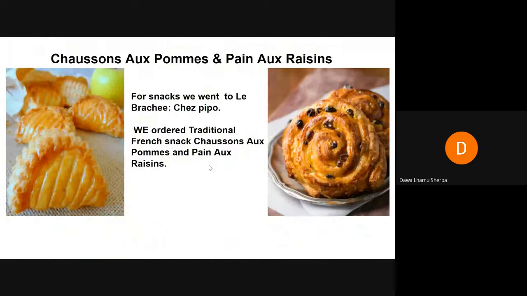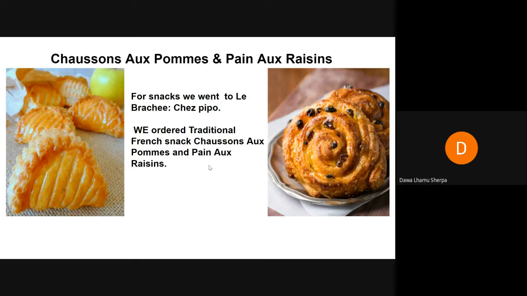As we reached there, we got ourselves a table, only to find out later that the menu was only in French, but the waitress willingly helped us order in English. She recommended the most popular dish, but we decided on the traditional chausson aux pommes and the pain aux raisins, and we must say we weren't disappointed with our orders.